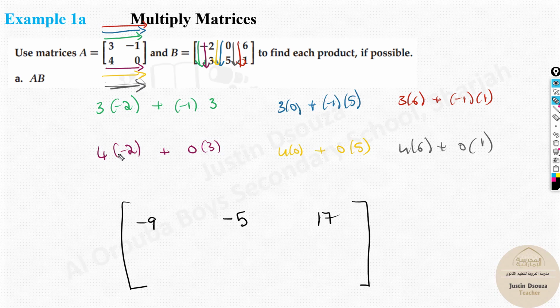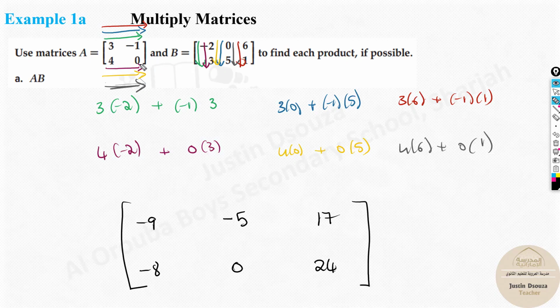Now we will go to the second row. 4 times minus 2 is minus 8. And since it's 0, all these are disregarded, only the first set. Now here you can see 0 and 0, both sides are multiplied, so the answer is 0. Lastly, we have 6 times 4, that's 24. So this is the product of matrix A and B.